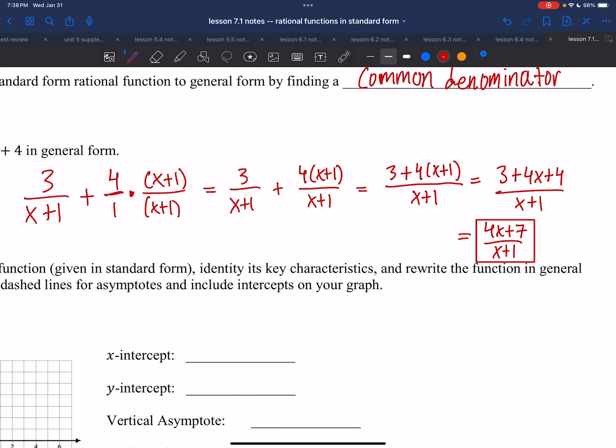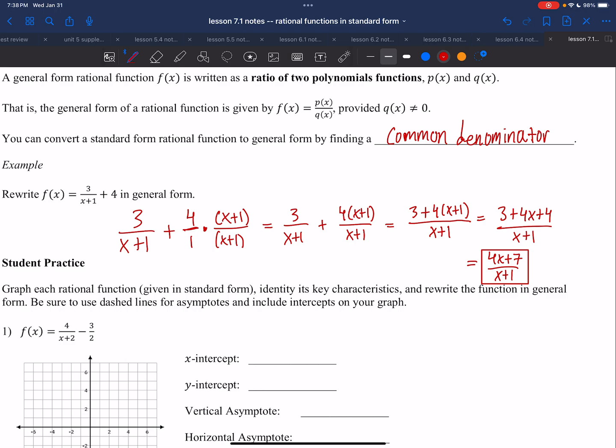It's just getting common denominator practice. It's just making sure your algebra skill is okay on that. We'll be doing a lot of this later in the unit, like 7.4, 7.5, something like that. We're going to be finding much more complicated denominators. So this is just a sort of taste of that.